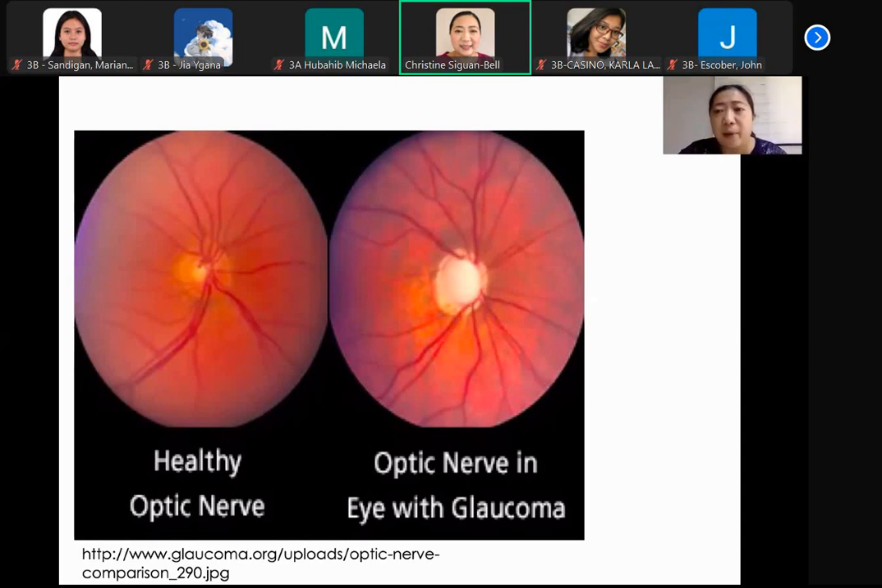So please remember this picture because it is very important to know what a glaucomatous optic nerve looks like and what a normal optic nerve looks like.